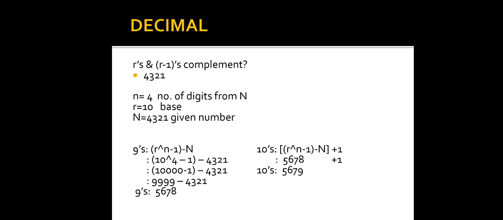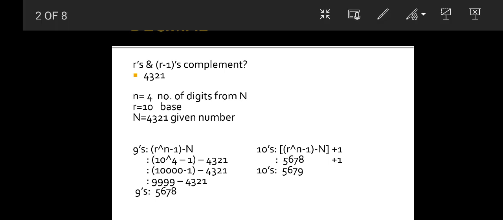Same with the decimal. Another example is you have your 4321 given value, and then you have to find the complement using the decimal system, base 10. So again, your formula for diminished is r raised to the power of n minus 1 minus N. So you're going to get the value of your 9's complement, or your r minus 1's complement, or your diminished radix complement.